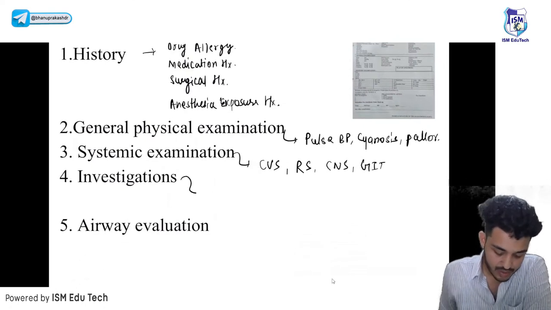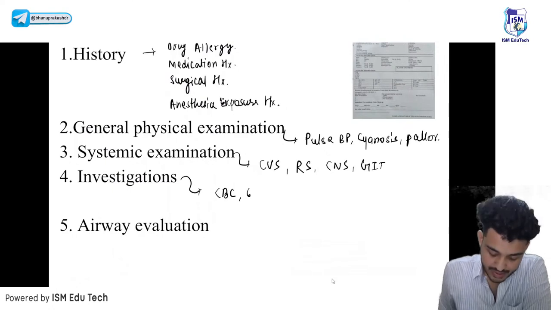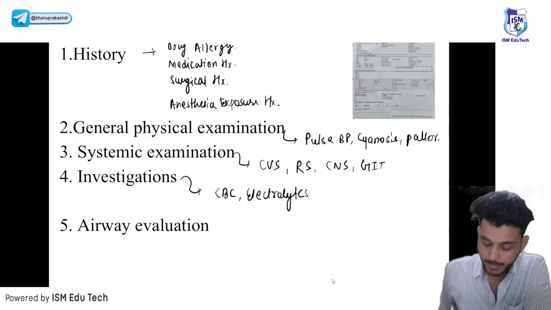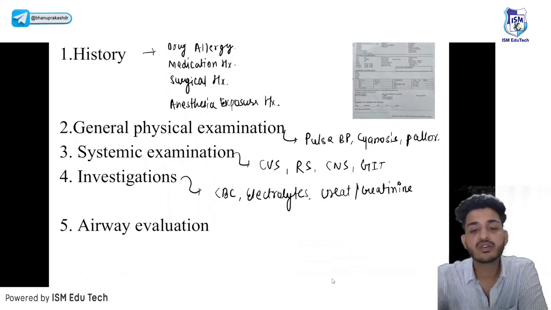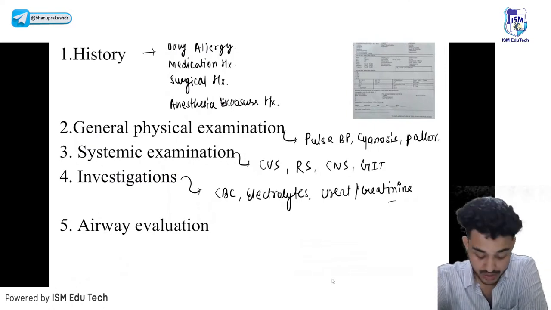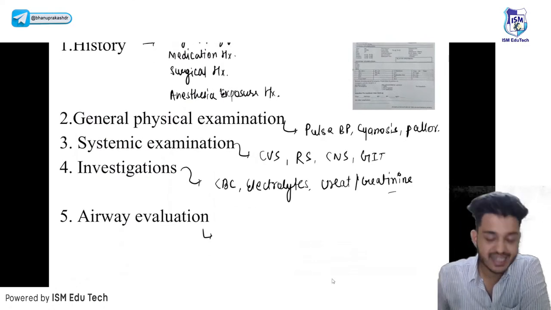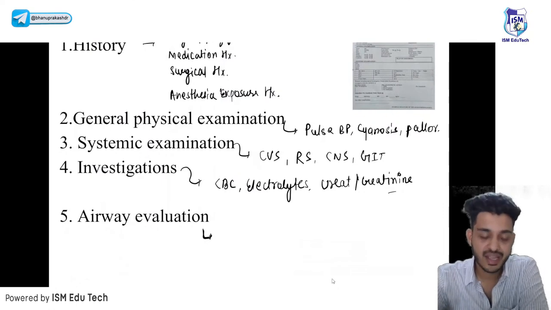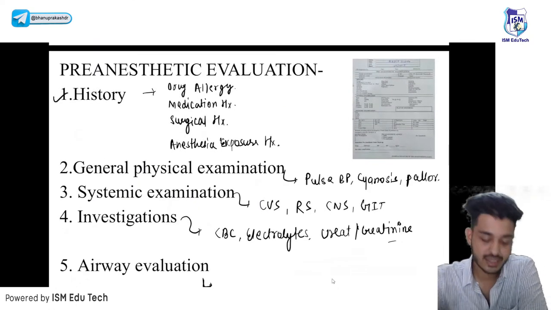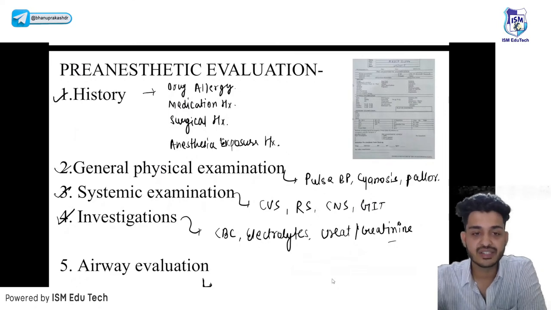Okay, next thing is your investigations. What are the important investigations that they will do? First thing is CBC, electrolytes, urea, creatinine. These are the things that will tell about the condition of the organs. For example, if electrolyte imbalance is there, or creatinine will tell about the kidneys of the patient. Okay, the most important is your airway evaluation. Anesthesia is basically all about airway. If your airway is good, anesthesia will be good. So it is all about airway. First we studied the history, second the general physical examination, third the systemic examination, and last the investigations.